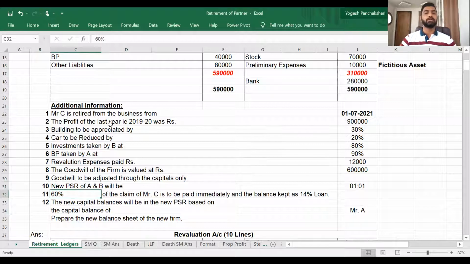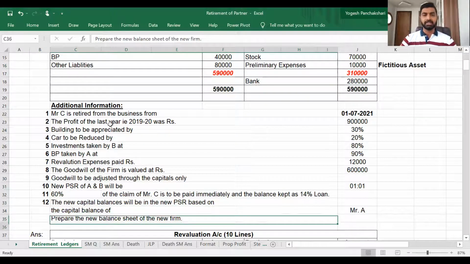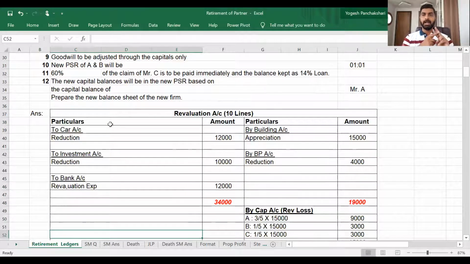60% of claim of C is to be paid immediately. Balance kept as 14% loan. 14% is the interest rate. Capital balance to be in the new ratio based on A. So let's go for the same steps again. Prepare revaluation account, bank account, then new balance sheet and capital accounts.